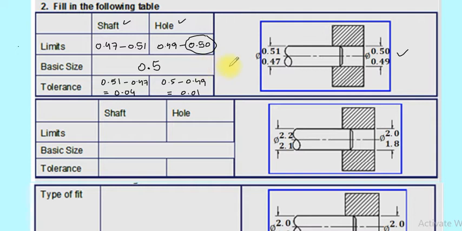The first one is that since one of the sizes of the hole corresponds to the basic size, this dimensioning has been done on hole basis system, right? Because the maximum size of the hole is equal to the basic size. It could also be the minimum size of the hole. The thing is, one of the dimensions of the hole is the basic size, so it is on hole basis system.